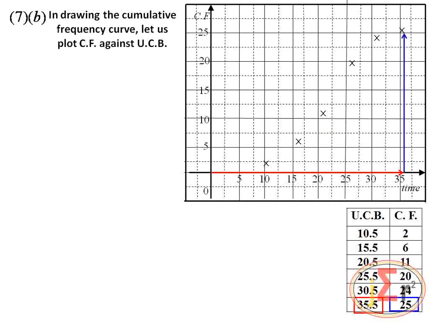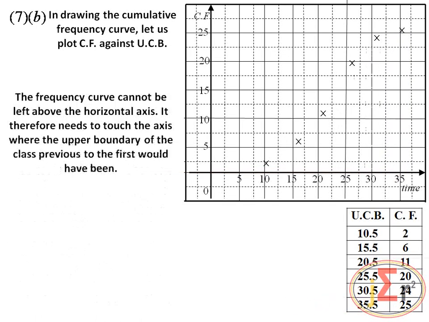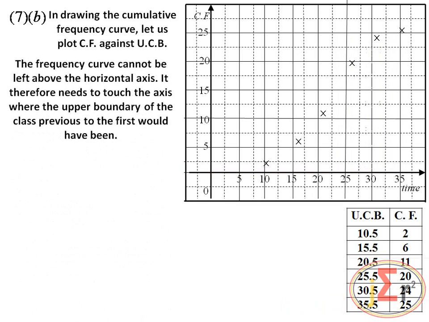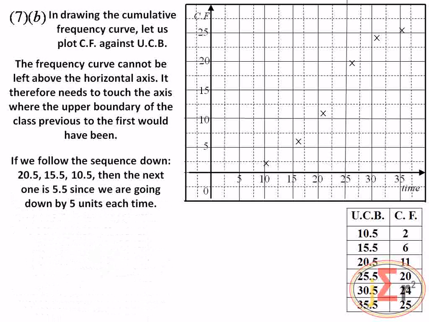What do we do next? Draw the curve? We may, but it would not be the complete curve. The frequency curve cannot be left above the horizontal axis. It therefore needs to touch the axis where the upper boundary of the class previous to the first would have been. How do we know where it will touch the axis? If we follow the sequence down 20.5, 15.5, 10.5, then the next one is 5.5, since we are going down by 5 units each time.